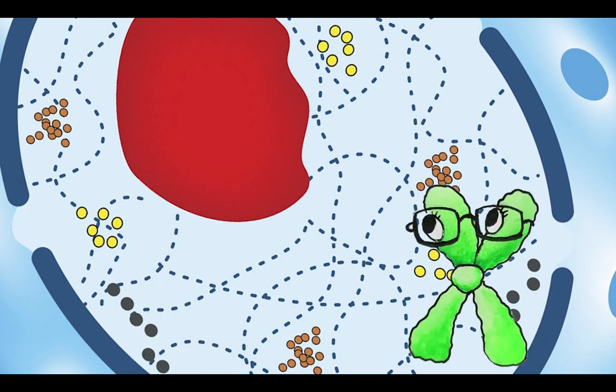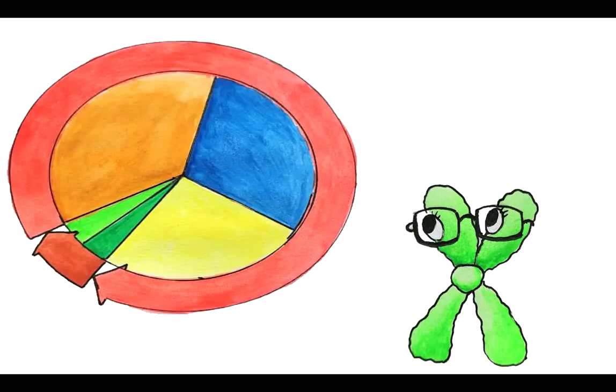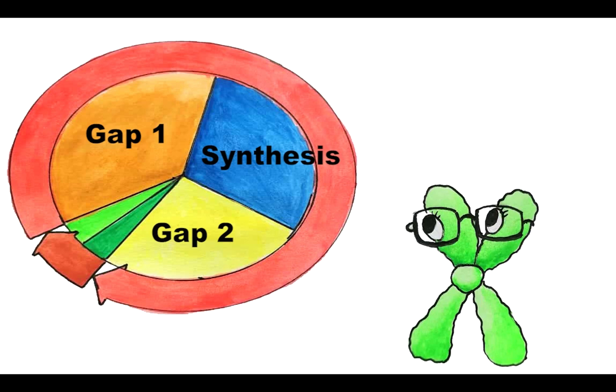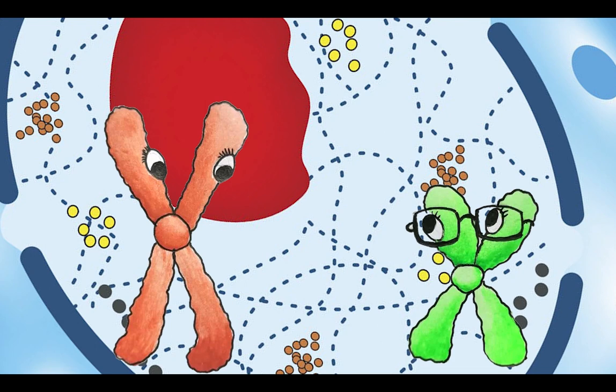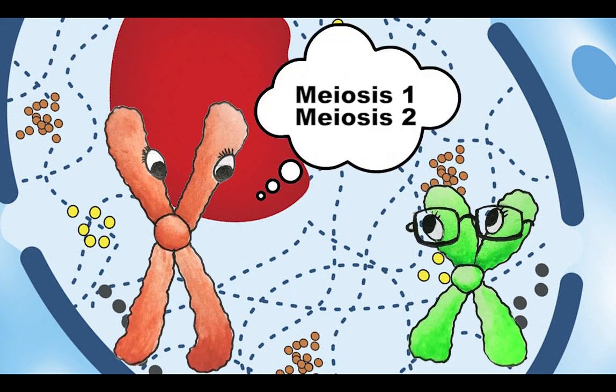Yes, that is true. The cells that undergo meiosis to produce the gametes are called germline cells, and these cells pass through the interphase stages gap 1, synthesis, and gap 2 before entering meiosis. Meiosis is composed of two rounds of cell division. Do you know what those stages are? Yes, those stages are meiosis 1 and meiosis 2.